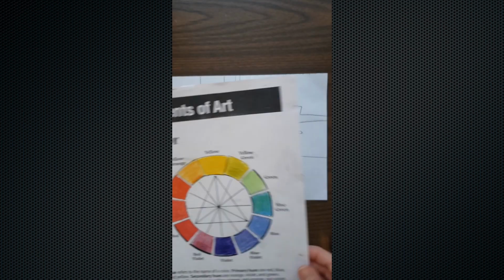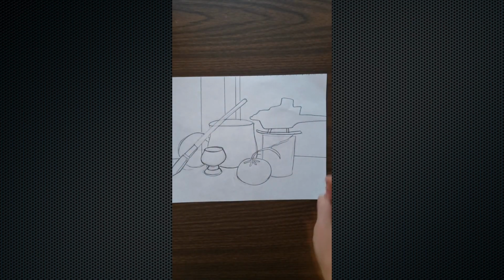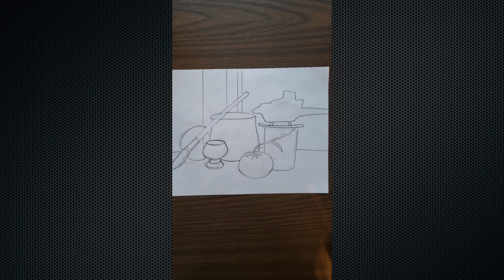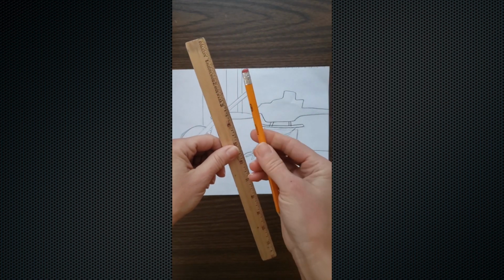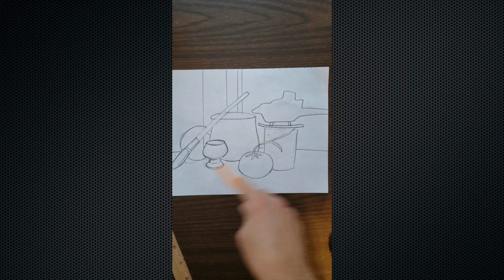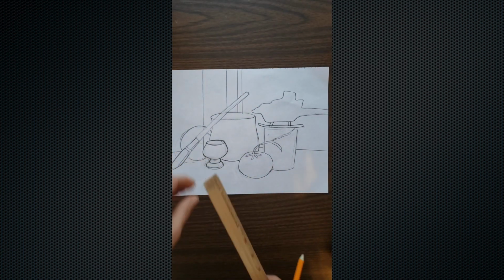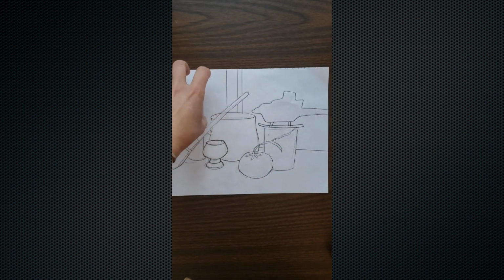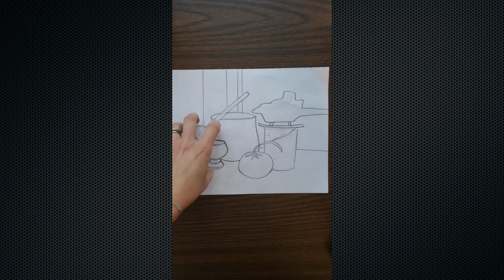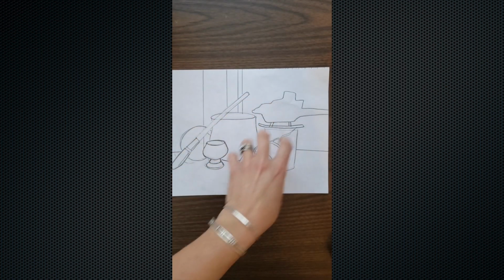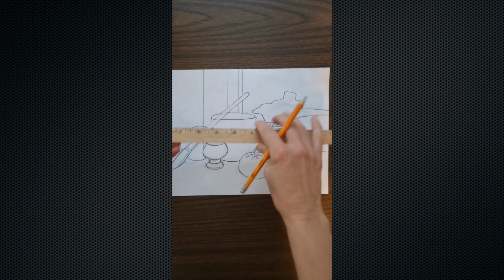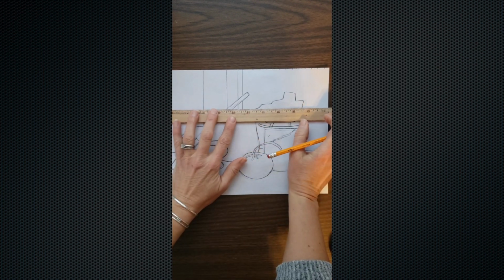Okay? So to start off, before we apply any color schemes or color, you're going to need to draw your still life first. After you've drawn your still life, I'm going to ask you to use a ruler and a pencil, and we're going to break this up into a grid, and you're going to have 9 squares. So we'll do 1, 2, 3, 4, 5, 6, 7, 8, 9. Inside each square, we're going to apply a different kind of color scheme.